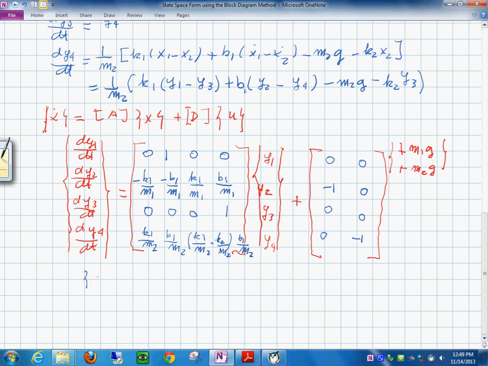Now we have this x dot is equal to this matrix A times this vector x like this, plus this matrix B times the vector of inputs U. And this is the state space form. This obviously is the A matrix like this, and this is obviously your B matrix. So there we have the state space form.